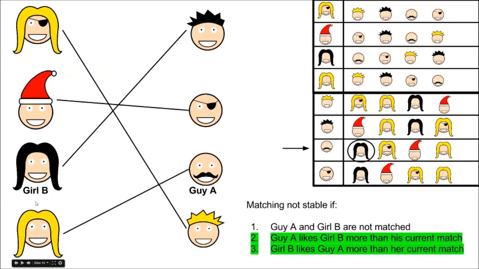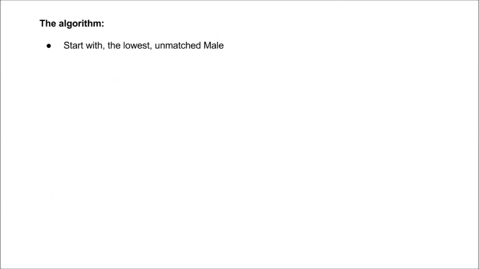He really likes her. He likes her more than the blonde-haired girl, which is on the right, which is what he is currently matched to. So that's guy A likes girl B more than his current match, and they're not matched. So that's all three rules fulfilled, so this matching is not stable.